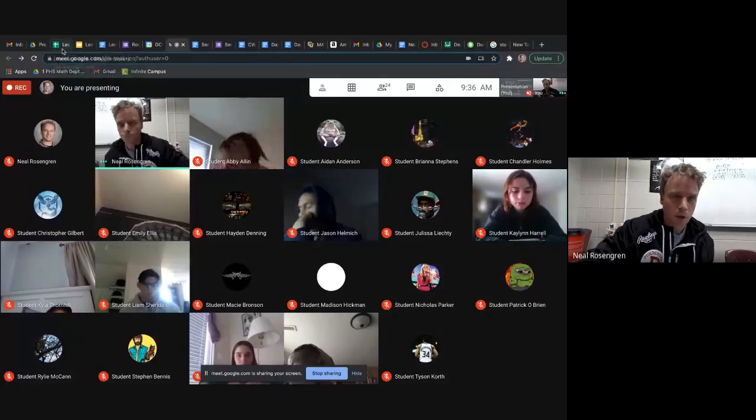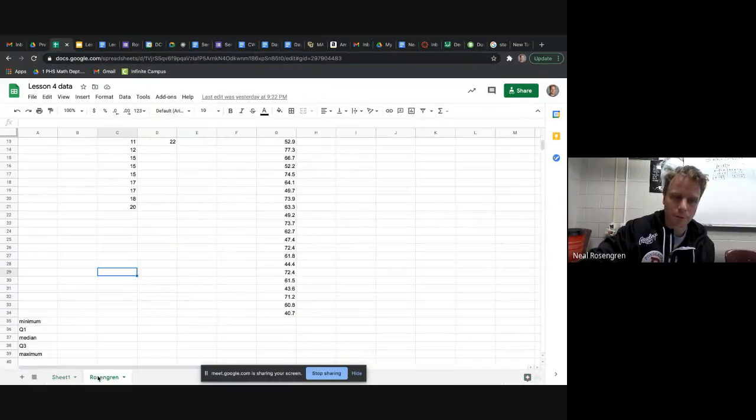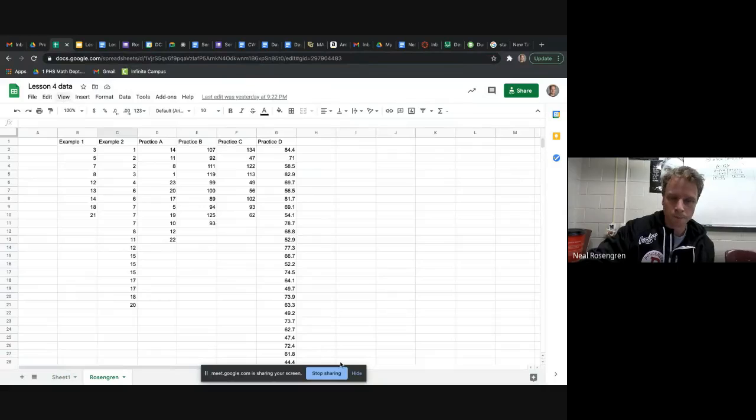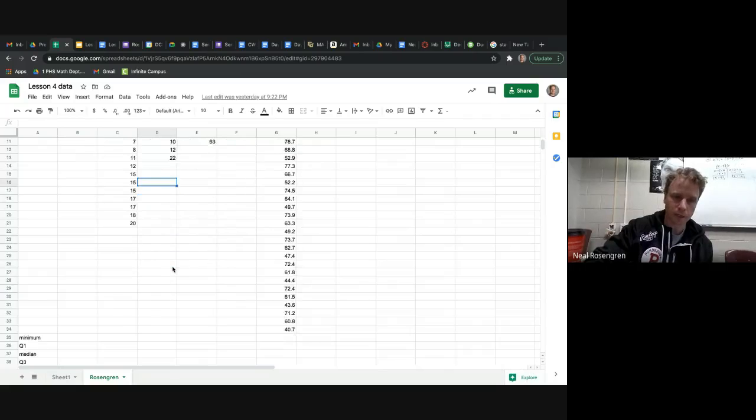Cool. So presenting, here we go. So here's my sheet. I'm going to go to the Rosinger tab so I'm not messing up the Sigmund stuff. What I tried to do to make things a little bit easier is I already ordered the data for example 1 and example 2. So when you see that on your notes, we won't have to do that. But D, E, F, and G are not ordered yet. But here's what I want you to start doing. I don't want you to click on column D and order the whole thing, because eventually we're going to do some stuff down here and I don't want it to get all screwed up.